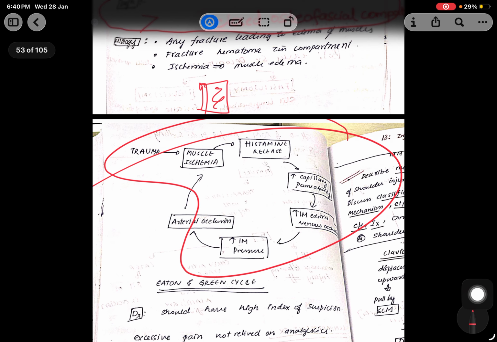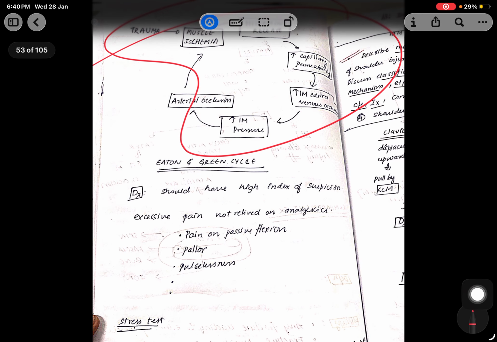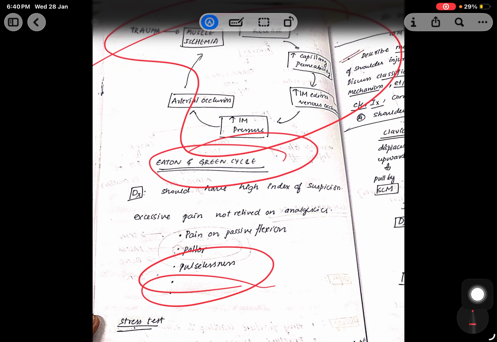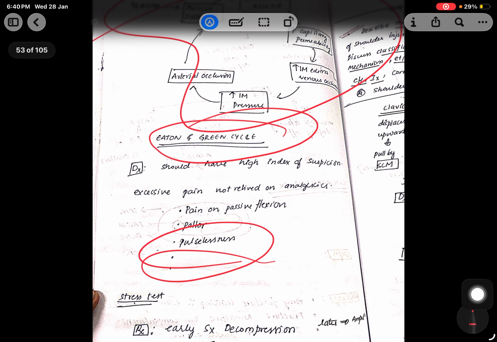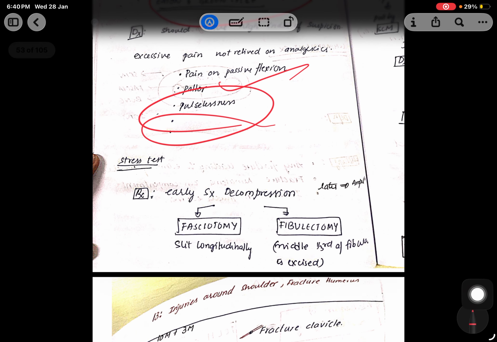And this is the pathogenesis. Based on this, you just write and go. This is the Eaton and Green cycle. Again, it's a clinical diagnosis. You don't wait for the patient to develop pulselessness. Even pain, and pain on passive flexion, is almost diagnostic of compartment syndrome.